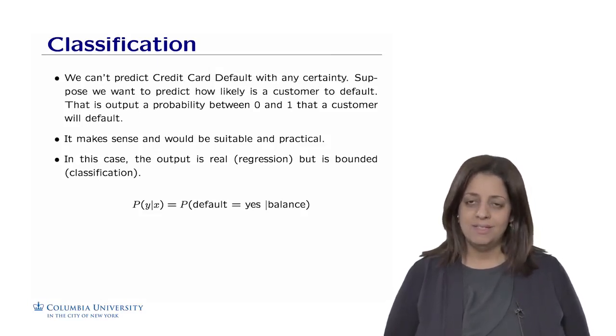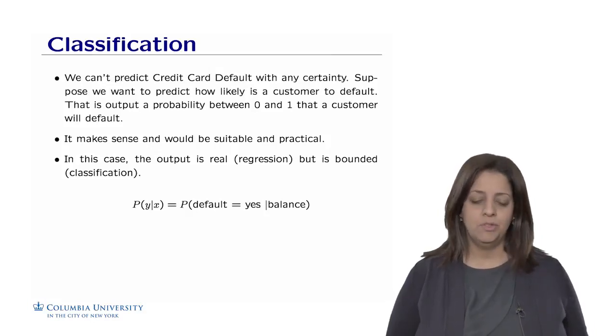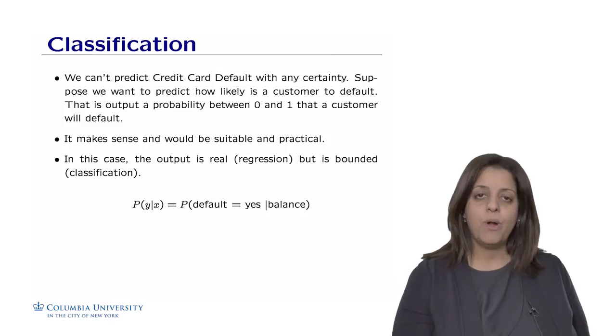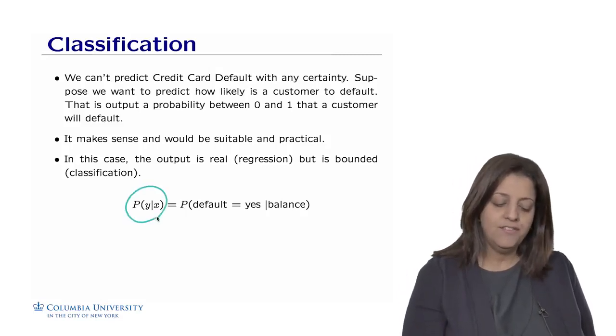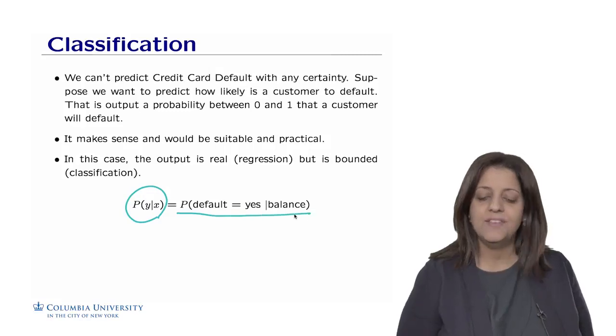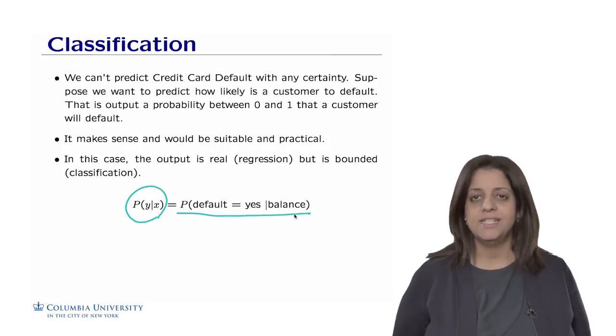What we are trying to model in this case is a function that maps the input to the output, and what we're trying to model specifically is actually the probability of default given the data description. So probability of default is equal to yes, given that the balance value is such and such.